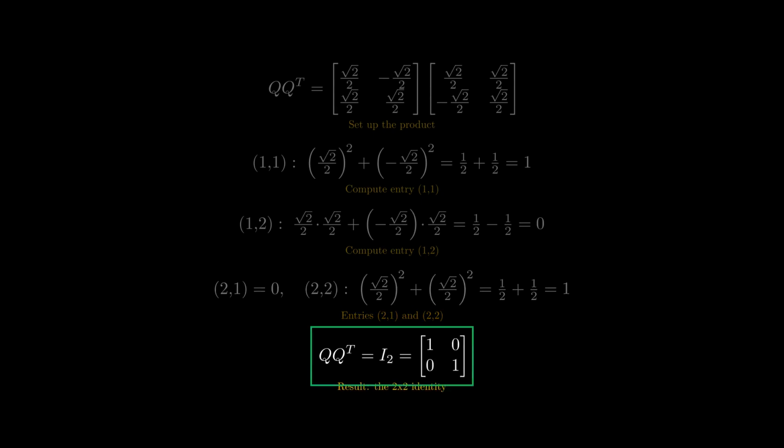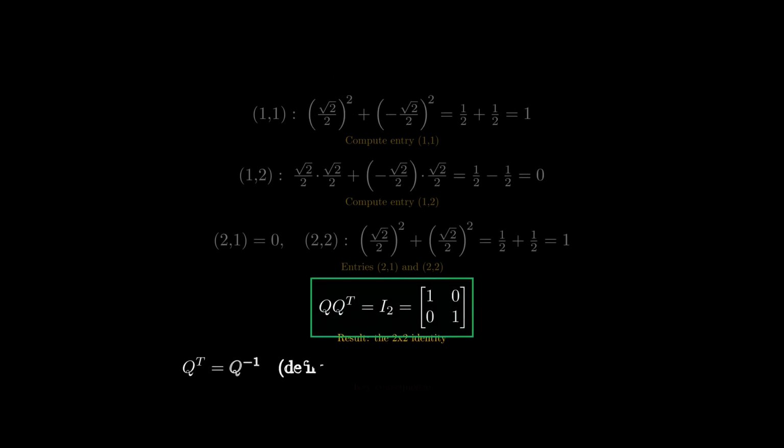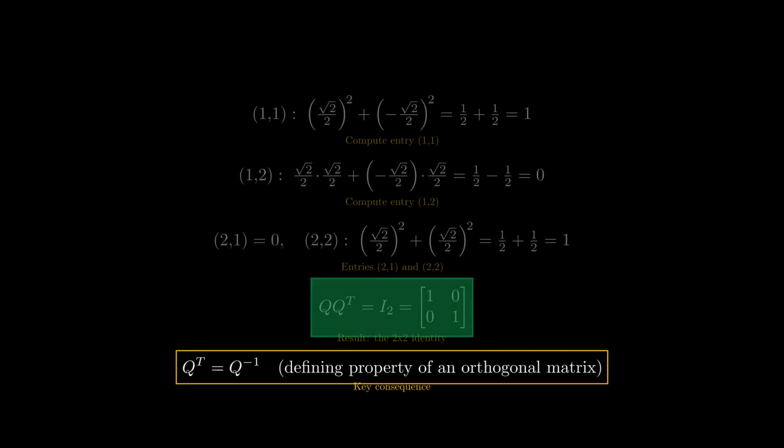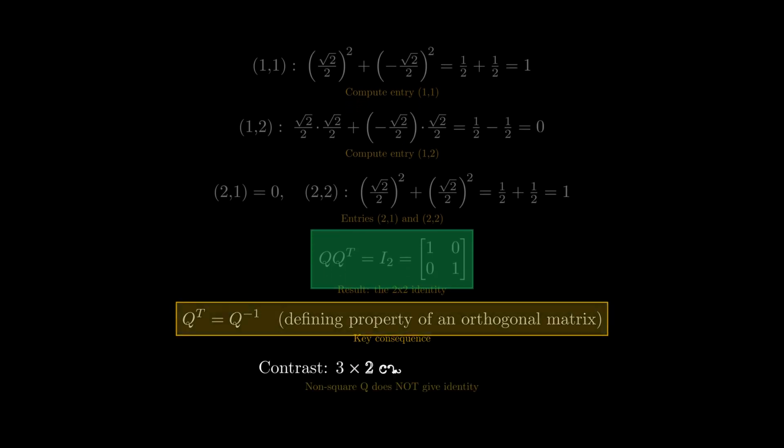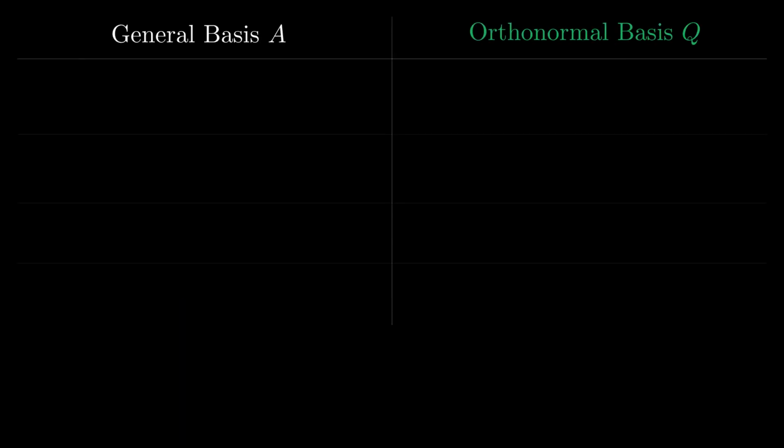This confirms our claim. When Q is square, Q times Q transpose equals the identity, and therefore Q transpose equals Q inverse. This is precisely the defining property of an orthogonal matrix. Contrast this with the 3×2 case from earlier, where QQ transpose was not the identity because Q was not square. Now let's compare these two approaches side by side.